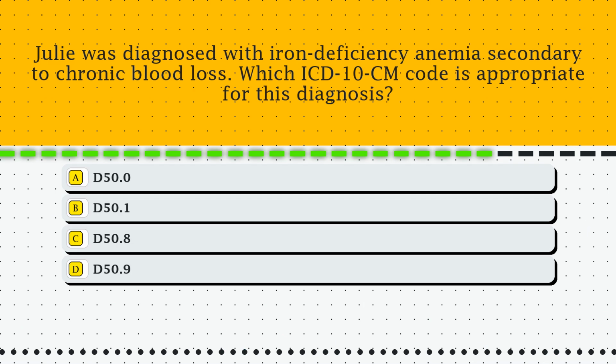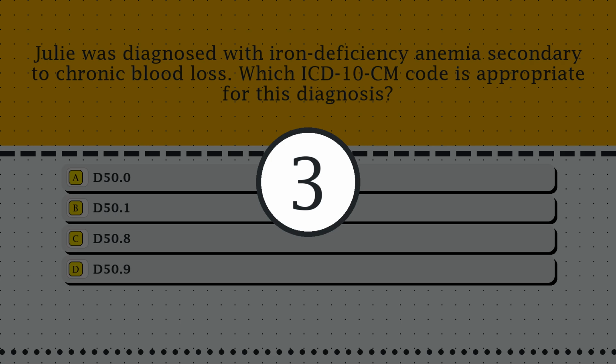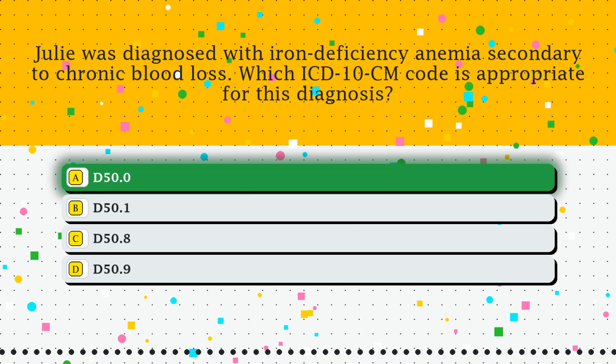Question 273. Julie was diagnosed with iron deficiency anemia secondary to chronic blood loss. Which ICD-10-CM code is appropriate for this diagnosis? Option A, D50.0. Option B, D50.1. Option C, D50.8. Option D, D50.9. The correct answer is option A, D50.0.